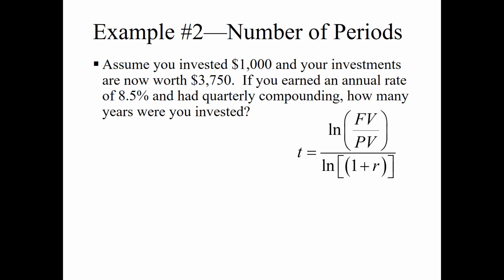Now we'll look at another example. Assume you invested $1,000 and your investments are now worth $3,750. If you earned an annual rate of 8.5% and had quarterly compounding, how many years were you invested?